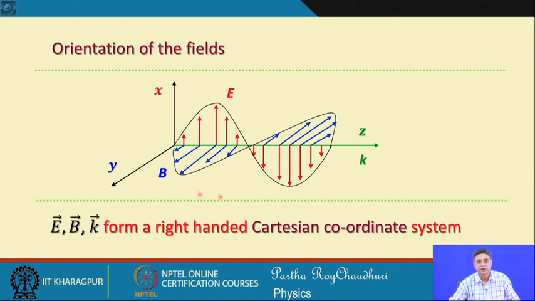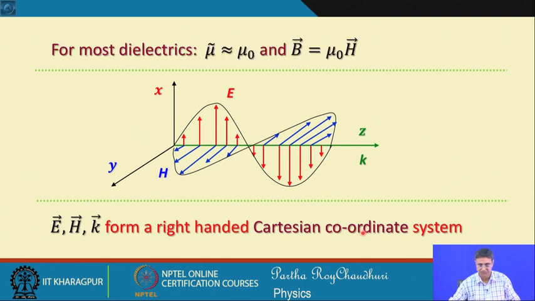So, pictorially if we represent this, this is your x axis, this is your y axis and this is your z axis. Along the x axis, if you consider the electric fields are oriented, then along the y axis the magnetic fields will be oriented, and as a matter of fact the orthogonal triad of vectors will give you that the propagation direction will be along the z axis. So, E B k forms a right handed Cartesian coordinate system.